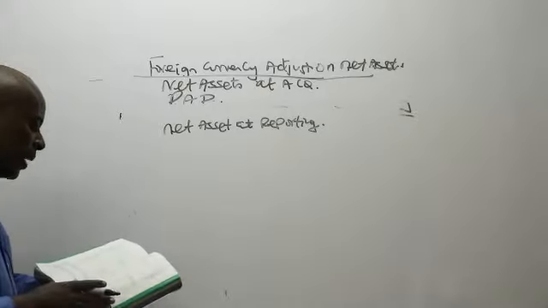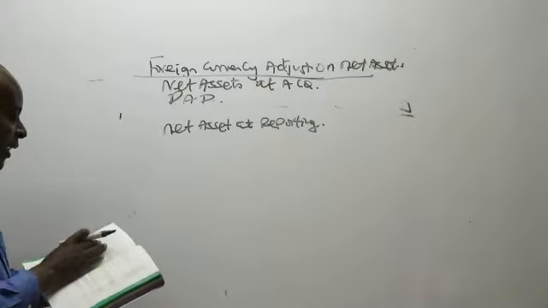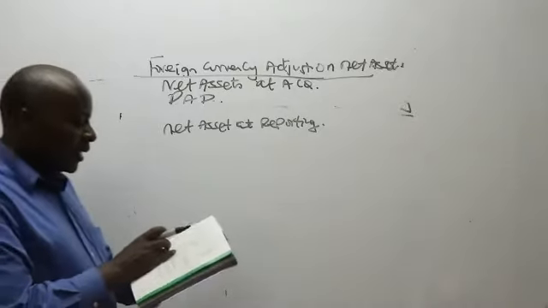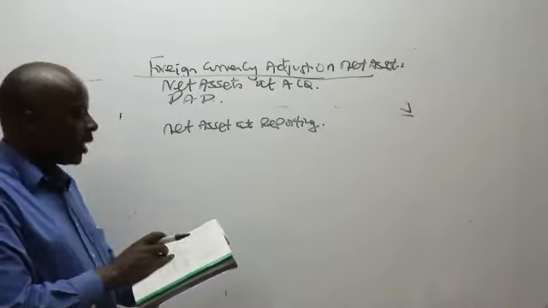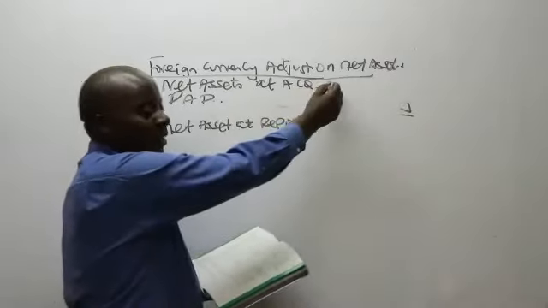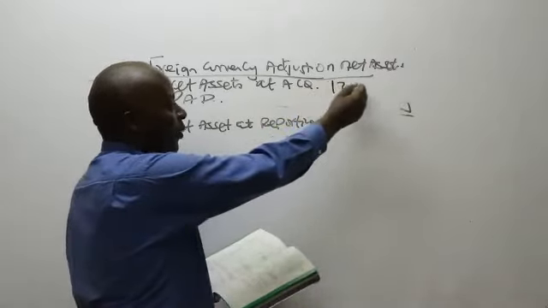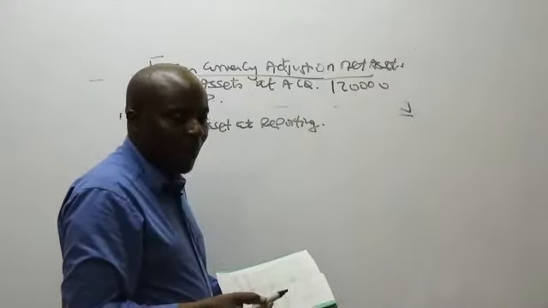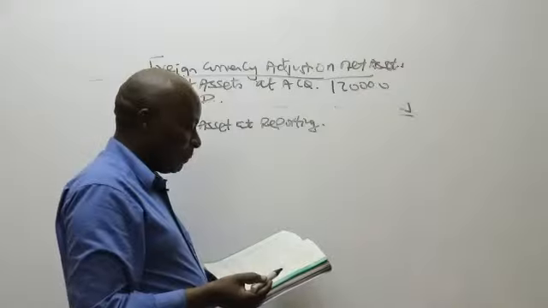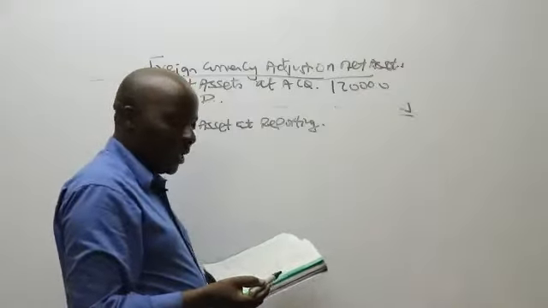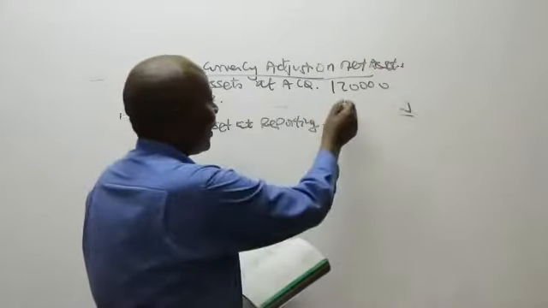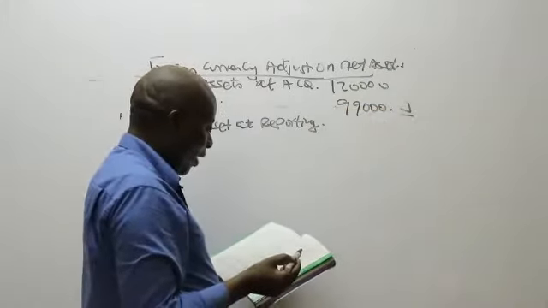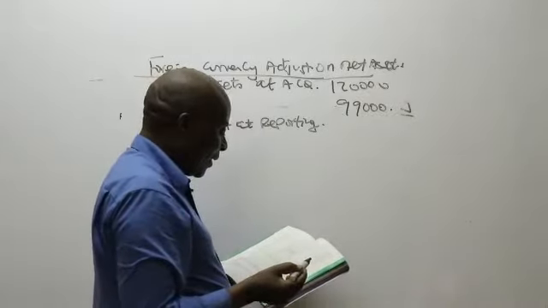So could you kindly remind me, what was the net asset at acquisition? Please give me the figure. What were you getting here? It was coming to 120,000. How about the POP? The POP was coming to 99,000. Ladies and gentlemen, how about net assets at the year end?